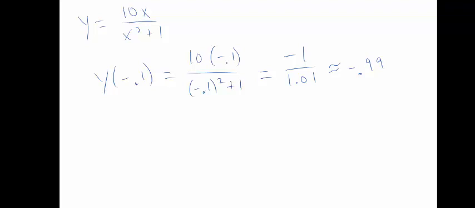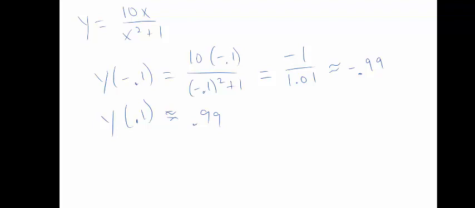And as we found out when we were doing part A, if you plug in the opposite sign of x for this particular function, you'll get the opposite sign of y as a result. So y of positive 0.1 we would expect to be like positive 0.99. And if you do the math, you should find that's true.